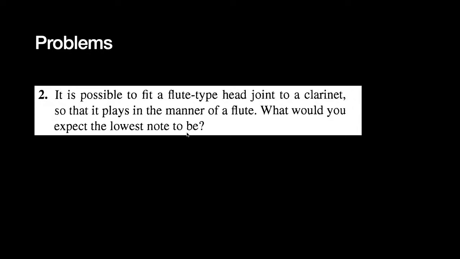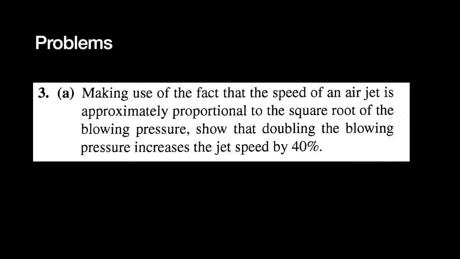Remember that. Going to the next question: making use of the fact that speed of an air jet is approximately proportional to the square root of the blowing pressure, show that the doubling of the blowing pressure increases the jet speed by 40%. Atharva, yes, it will remain the same because the fundamental length remains the same, but more harmonics will be added. From where does this formula come? The speed of an air jet is approximately proportional to the square root of the blowing pressure. Anyone knows?